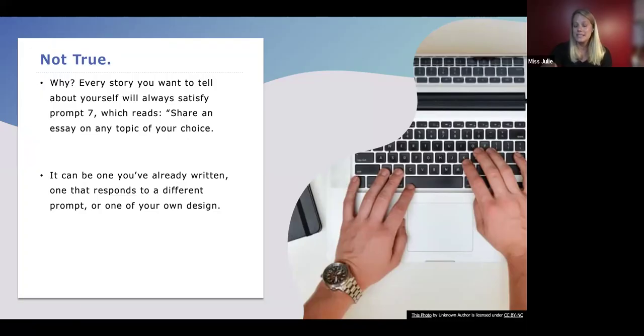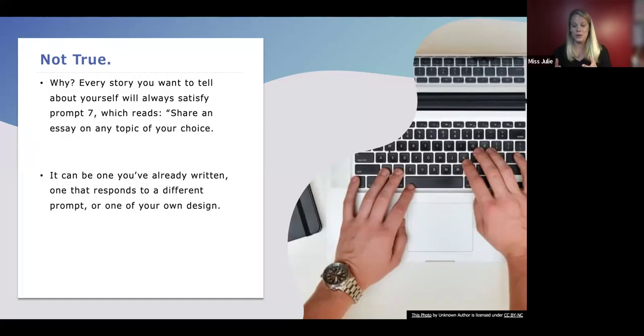Why? Because every story you want to tell about yourself will always satisfy prompt number 7, right? Which reads, share an essay on any topic of your choice. So what I don't want you to do is think, I need to read through these essay prompts and I need to pick something to go specifically with that prompt, right? We don't want you to think that way. Instead, we want you to think about yourself, right? And what story is important to you.